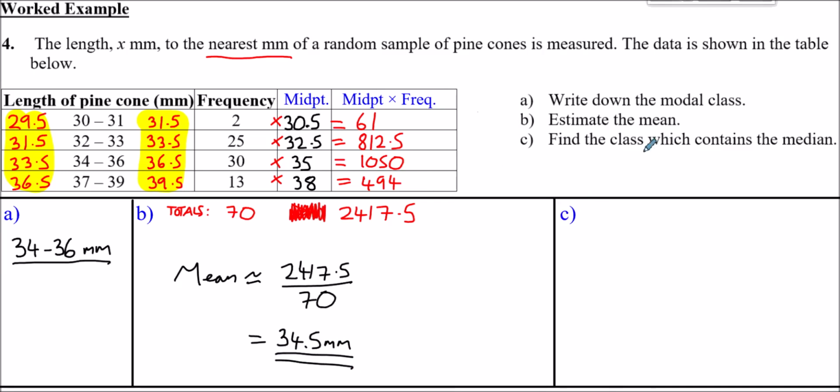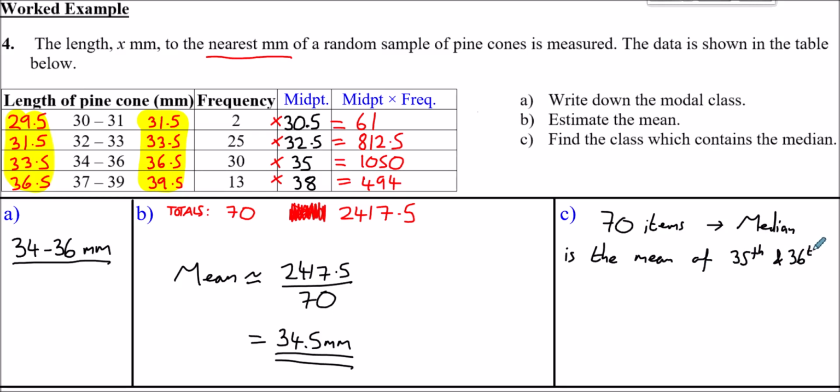Finally, for part C, the class interval which contains the median, we need to work out which one the median would be. There's 70 items. So the median is going to be the mean of the 35th and 36th value. Remember, do 70 plus 1 and then divide by 2, we get 35.5, which we interpret as the mean of 35 and 36, because 35.5 is between these two.